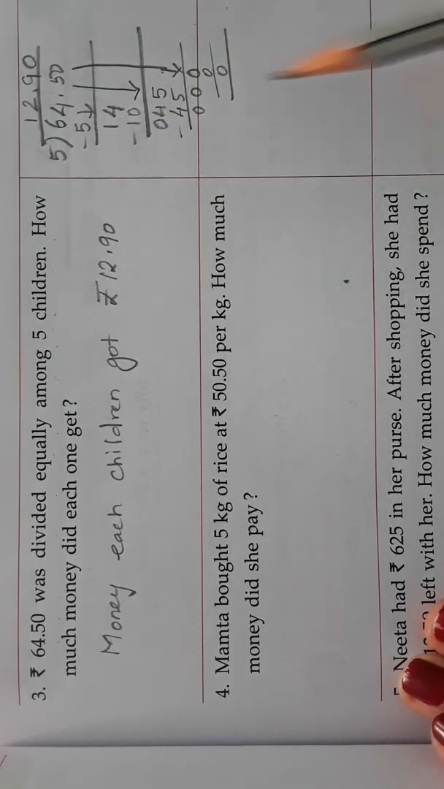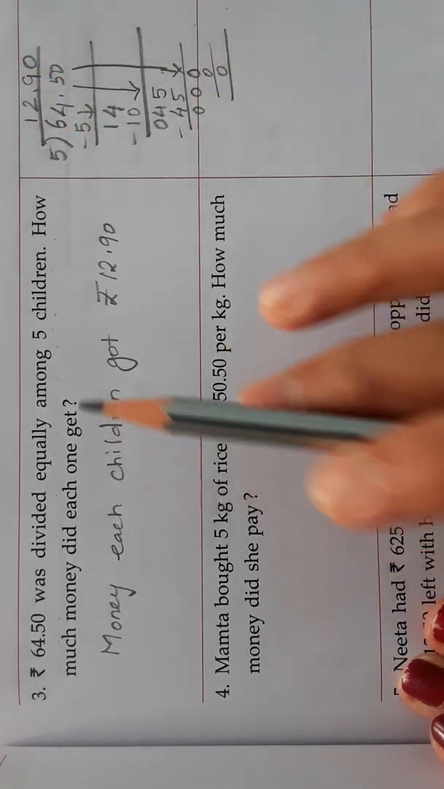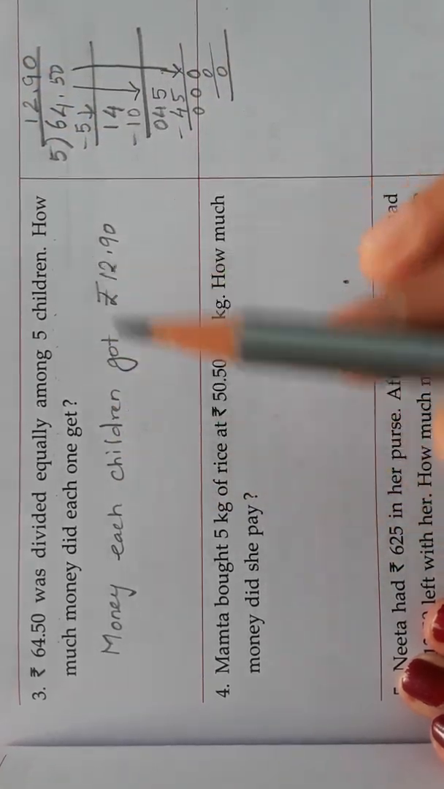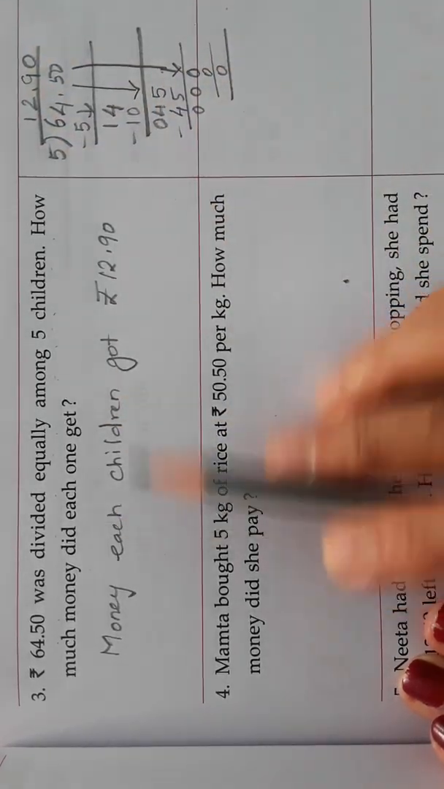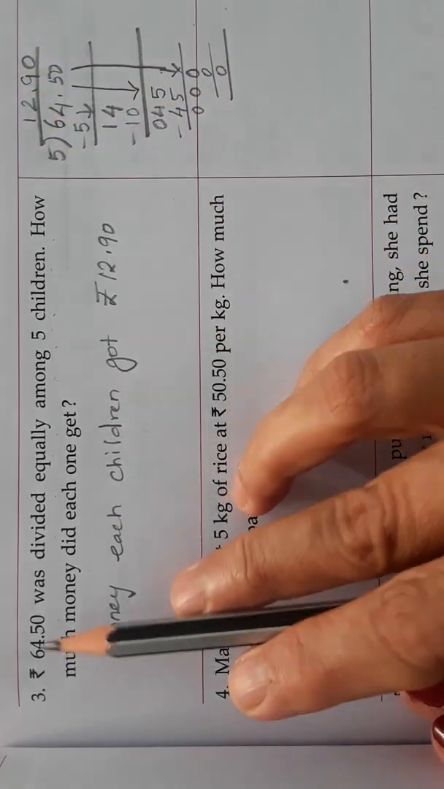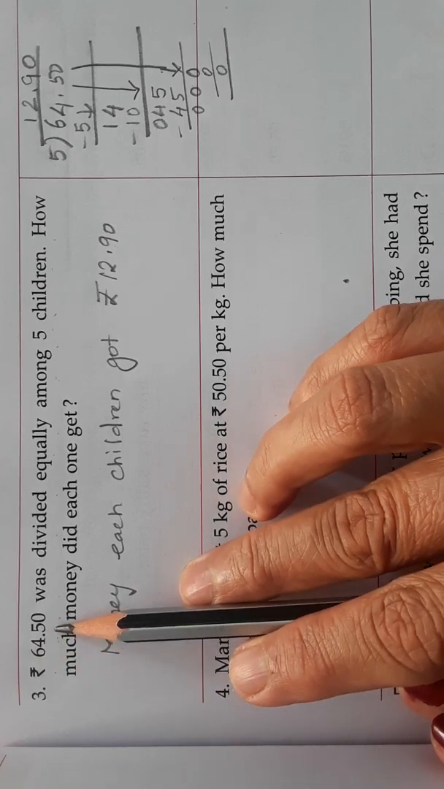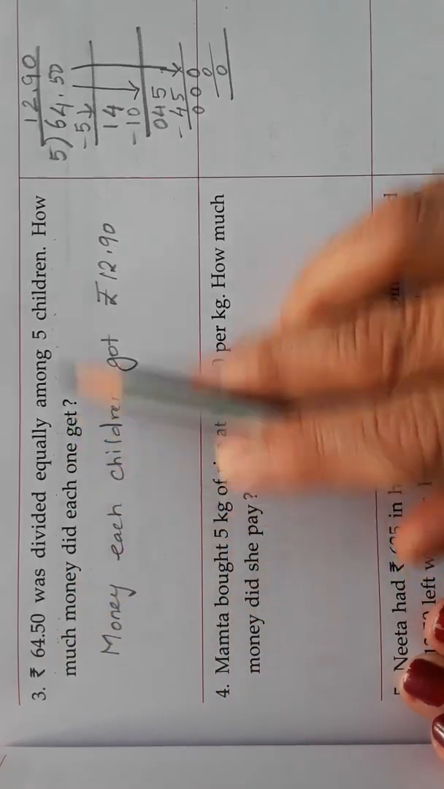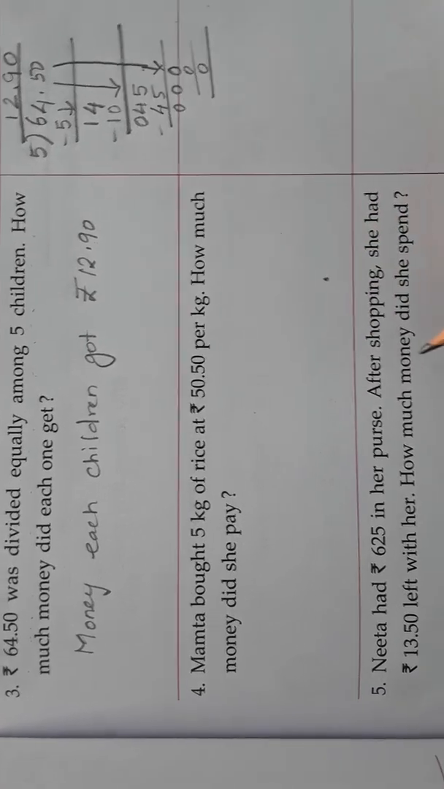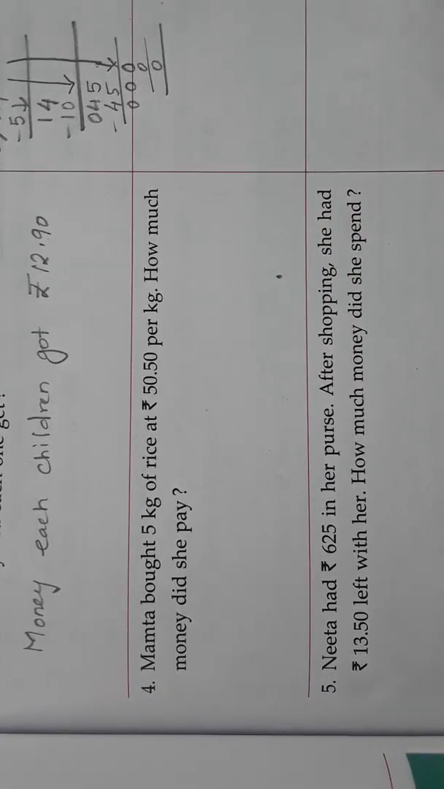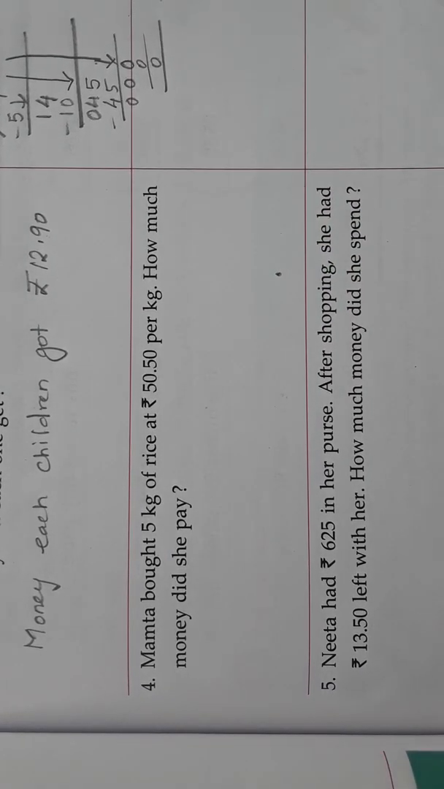How easy, no? For this you should understand what you should do, whether you should add or subtract, and do that operation, and you will get the answer. Since 64 rupees 50 paise was divided equally among 5 children, the operation here is division. See, 2 more sums are there. Do it on your own, then you will get the answer. Okay, children.